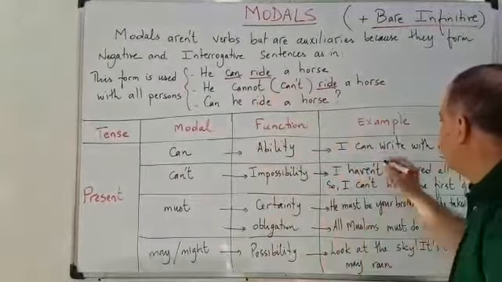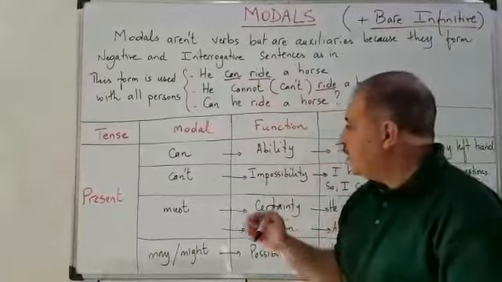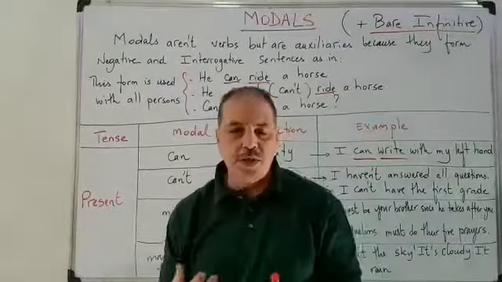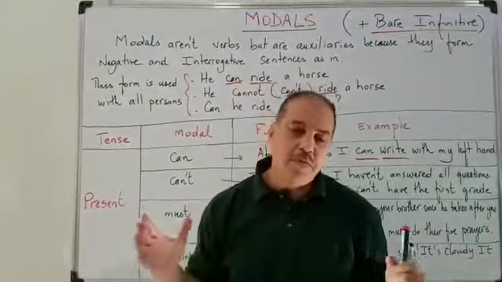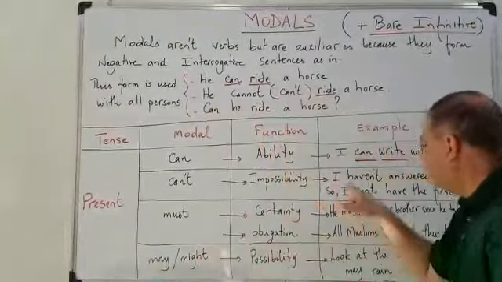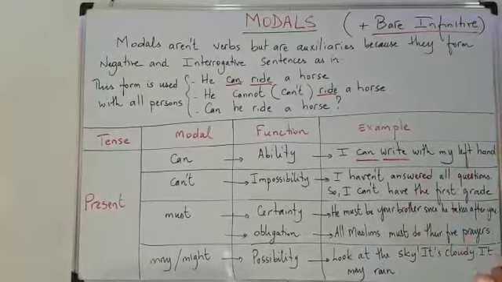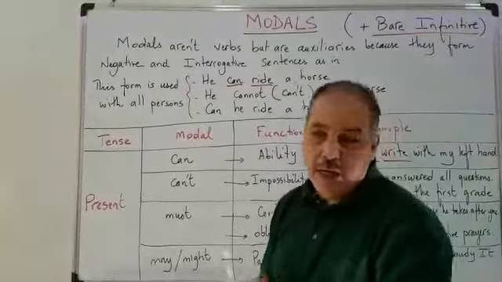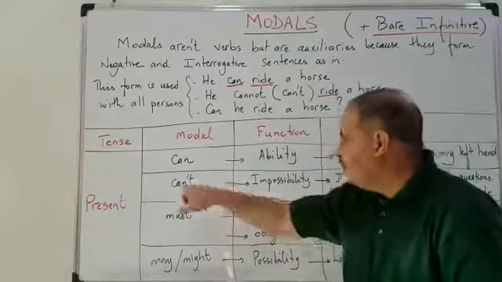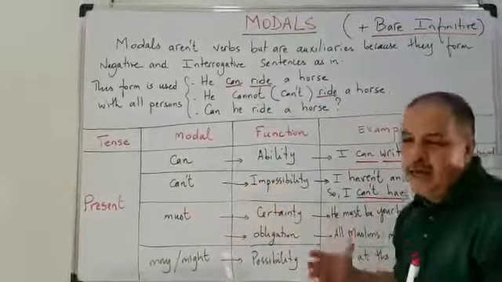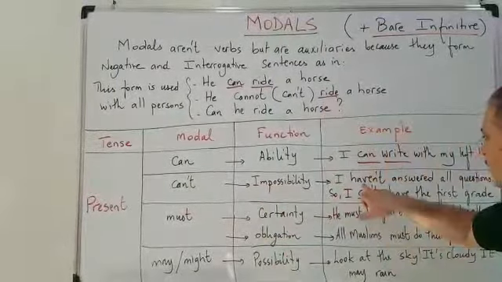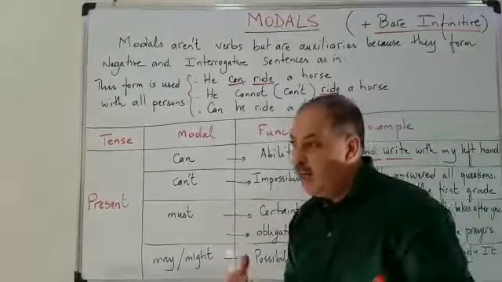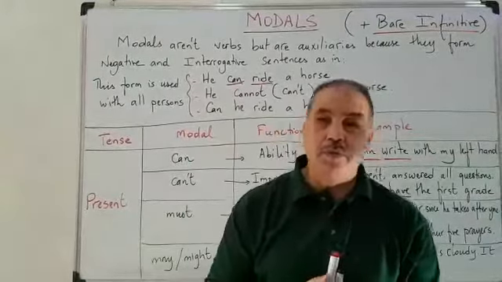So this is a present. And now, can't here can mean impossibility. Means something is impossible. غير ممكن. Impossibility. So, example: I haven't answered all questions, so I can't have the first grade. خلال الجملة هنا can't negative كتعنينا غير استحالة أو غير ممكن. المثال ما جاوبش على الأسئلة كلها، إذا ما يمكنش استحالة أن نجيب النقطة الأولى.